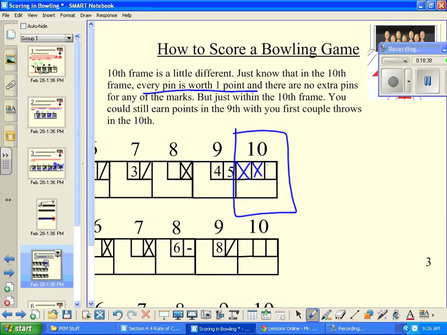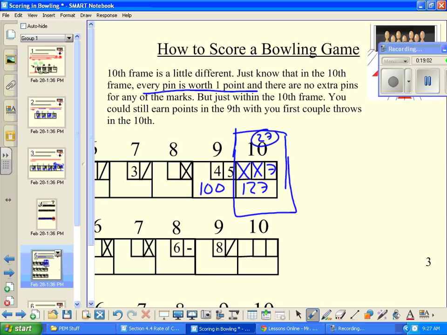I got a strike, I got a strike, I got a 3. So for those strikes, they don't carry over like, oh, 10 plus the next 2. They don't do that in this frame. You just say, oh, I got 10 pins here, I got 10 pins here, and I got 3 here. So then your 10th frame, in this case, would be worth 23 pins for my score. Let's say I had 100 coming into this frame. My final score would be 123.